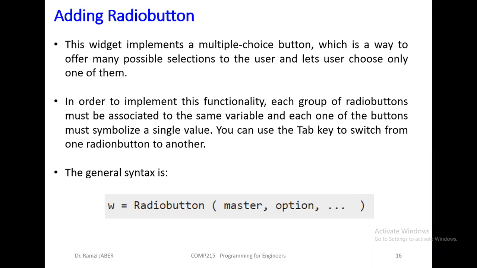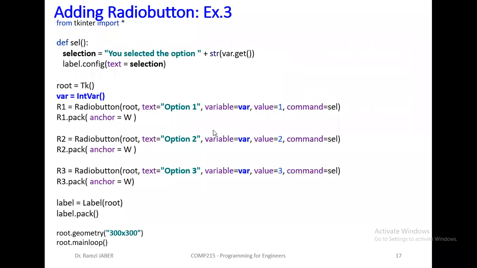Now, adding a radio button. It's similar to check button, but you can select only one option. So it's the same here, but here we define a function. We start with def, function cell selection. Selection equals another variable: you selected the option plus string var.get. This is a new command here. Label.config text equal selection. So here we put a label.config on the application. What is your selection?